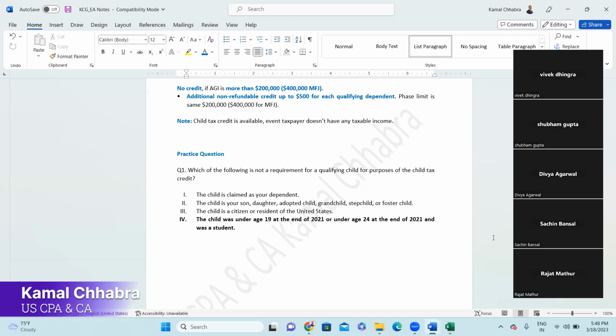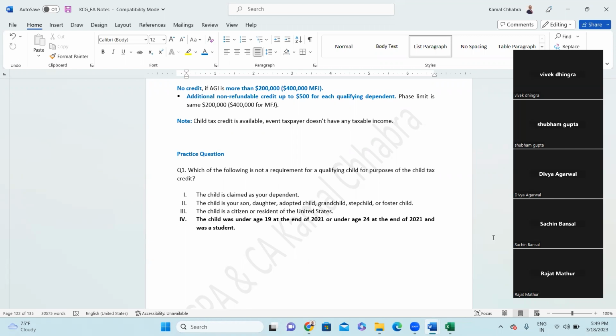Second is, child is your son, daughter, adopted child, grandchild, stepchild, or foster child. Is this true or false? True. Okay. Third one is, the child is a citizen or resident of the United States of America. Should this child be a citizen and resident? Yes, true. Okay. So last is, a child was under age 19 at the end of 2021, or under age 24 at the end of 2021 and was a student. So is this true or false?